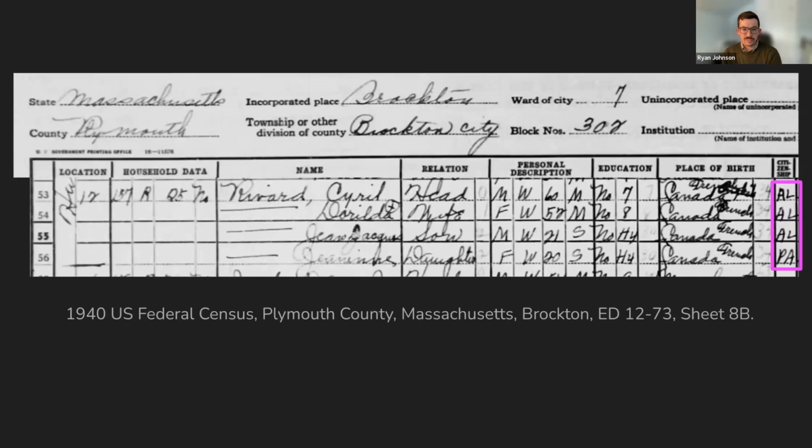Here's our next example. This is two more of my great-grandparents, Cyril Rivard and Dorilda Rivard, who lived also in Brockton in Plymouth County, Massachusetts, with their son Jean-Jacques and their daughter Janine. We look over to column 16, and Cyril, Dorilda, and Jean-Jacques have all said that they are alien, and Janine is the one who has filed papers in this family. So we're going to look for all four of these people in the alien registrations as well.